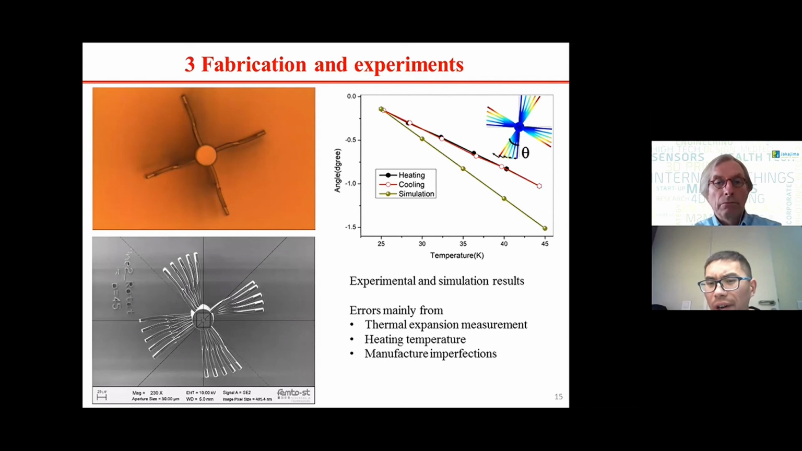But you see, we did witness some errors between the simulation results and the experimental results. The errors mainly come from the following aspects. One is the measurement of the thermal expansion of these two polymers, and also we have some errors in recording the temperatures. Finally, it's inevitable that we have some manufacturing imperfections for all the structures. So these main factors contribute to the difference between the theoretical one and the experimental one.